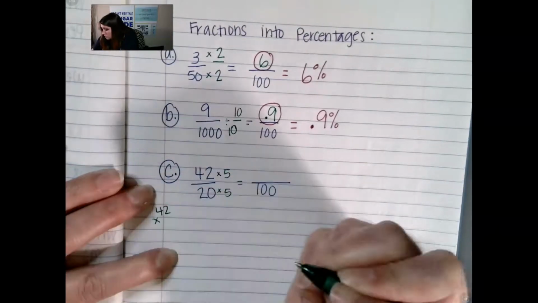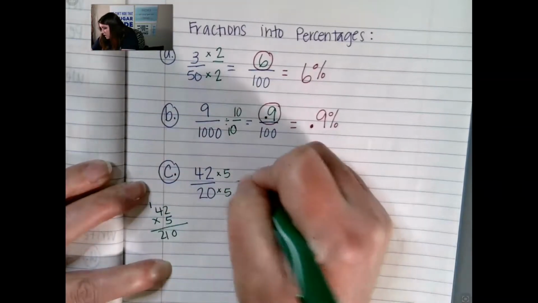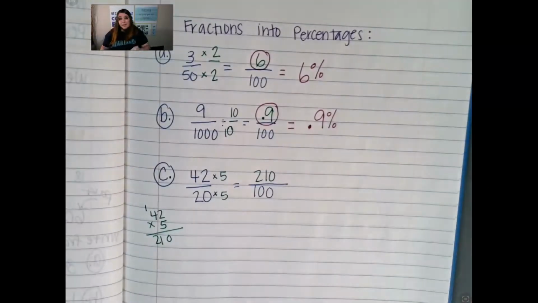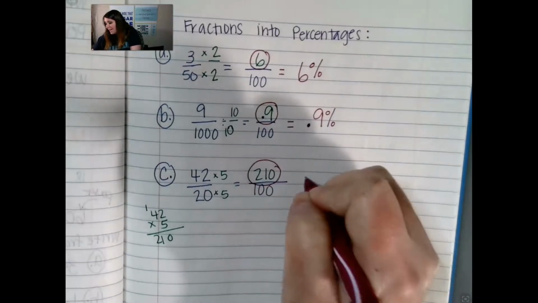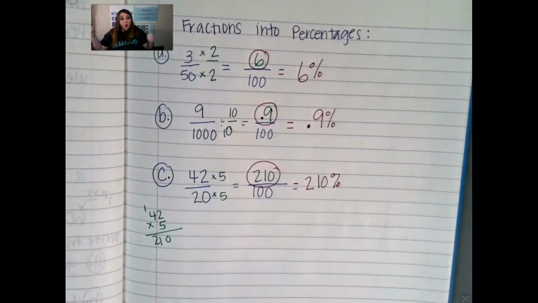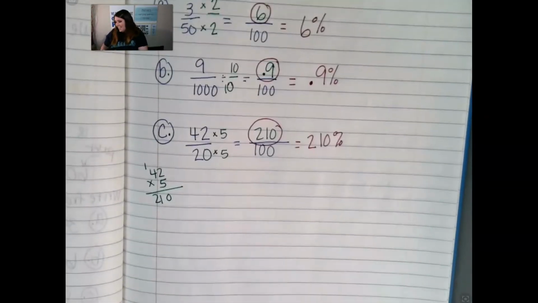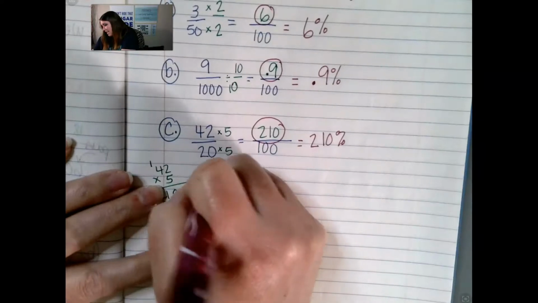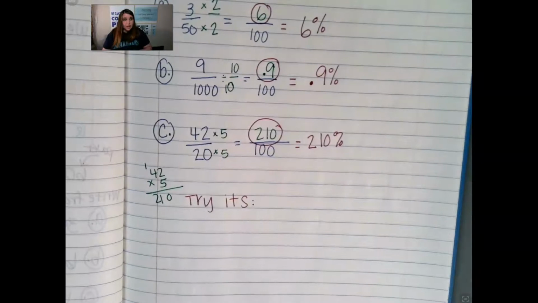Okay, 42 times 5 gives me 210. Now I have 210, and I can put this as a percentage. 210%. I did awesome on my test if I got 210%. That's going way above and beyond. Okay, it's your turn for some try-its. Here are your try-its.